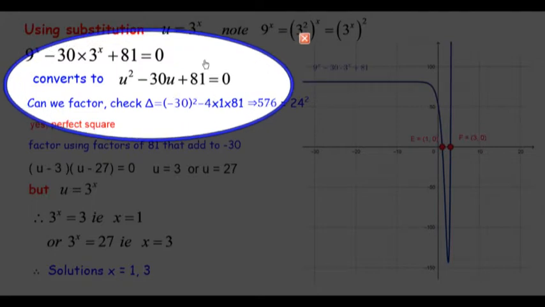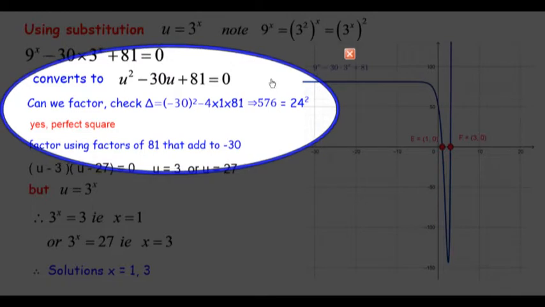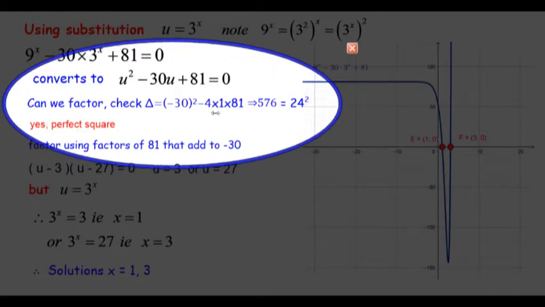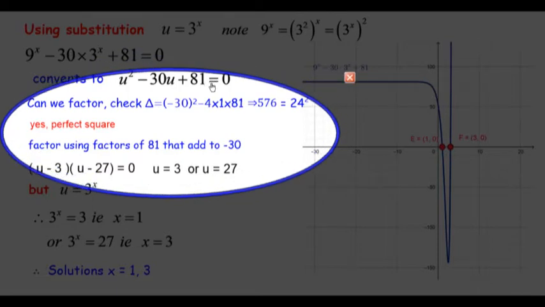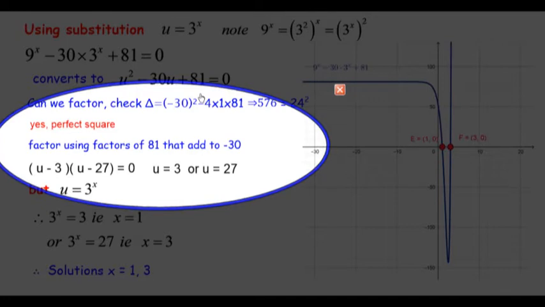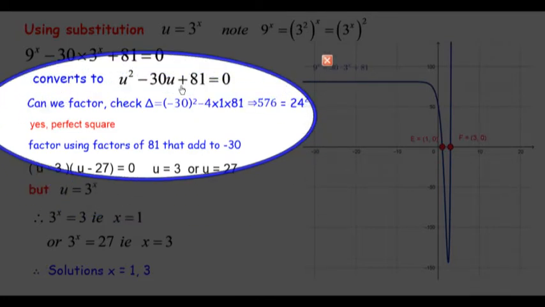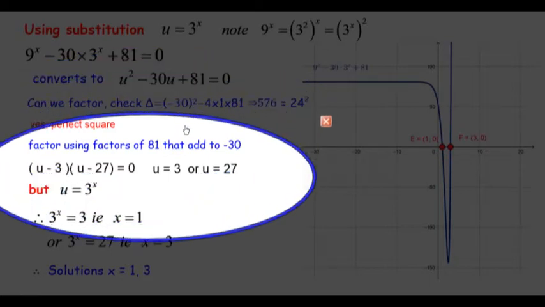So I'm going to quickly check whether we can factor this. You can see here the discriminant, b squared minus 4ac, is a perfect square, which means we are going to have two solutions. That discriminant discriminates the number of roots or zeros of a quadratic equation. Now, yes, it's a perfect square. We have to look at the factors of positive 81 that add up to minus 30, so they're both going to be negative, and you can see here it's negative 3 and negative 27.